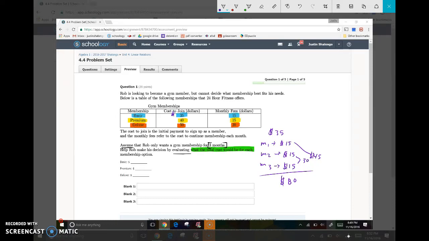But I want to relate this to our linear relations because it's a way of finding this answer way quicker. If you think about what linear relations are, we've got y equals mx plus b, where b is our y-intercept. And in the real world, it's not considered the y-intercept, it's considered the initial value.